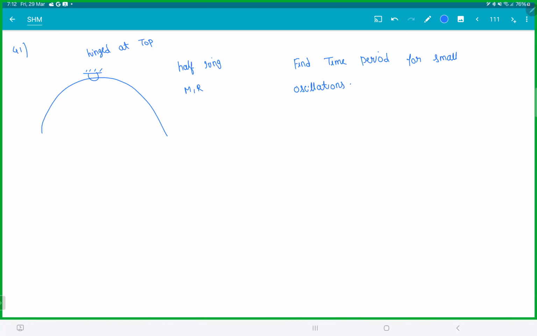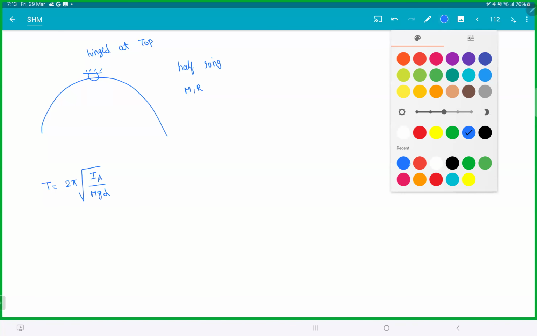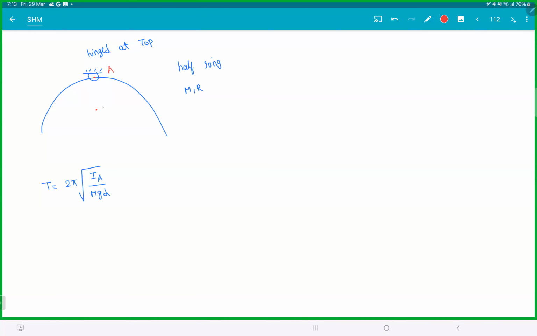I told you this will come again in rotation. Yeah. First thing, how to do this thing. Time period is 2 pi root over I_A by mgd. Let's call this point A. This would be the center of mass. This is your center C.